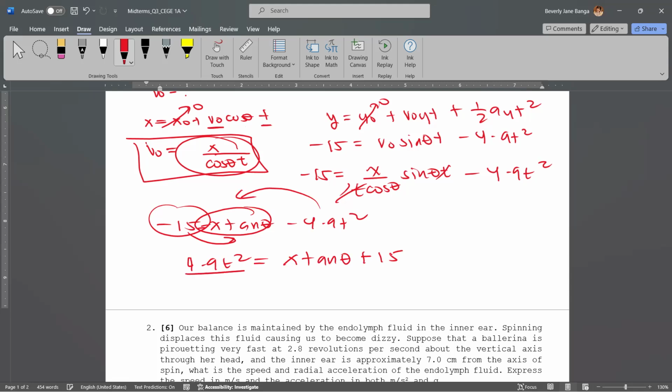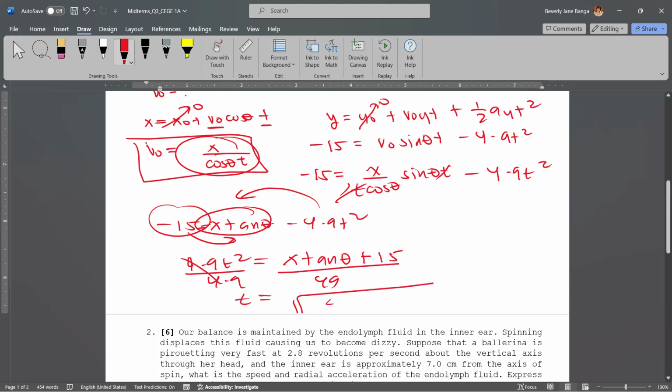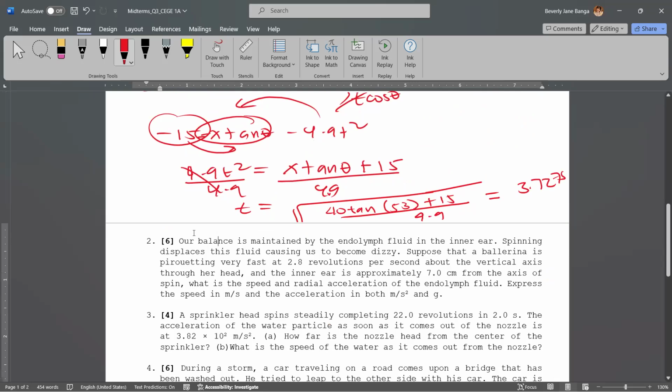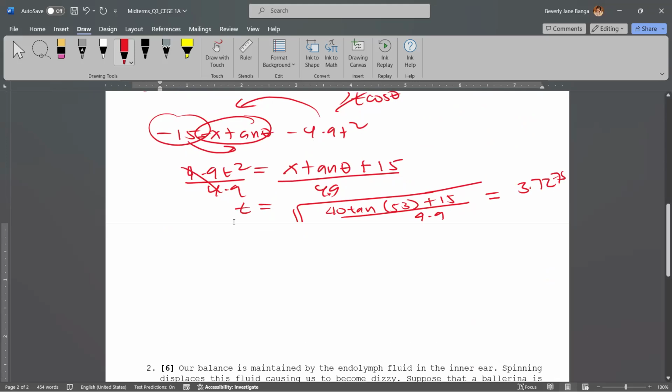Okay. So divide both sides by 4.9. And you have t equal to square root ng x is 40 tangent of 53 plus 15 over 4.9. So this will give me t equal to 3.727 seconds. Okay? So hindi ko na siya express in scientific notation kasi kaya nyo na yun. Okay, so nakuha ko na yung t.